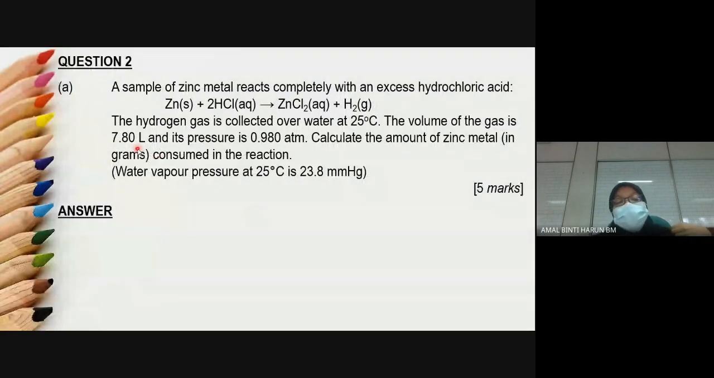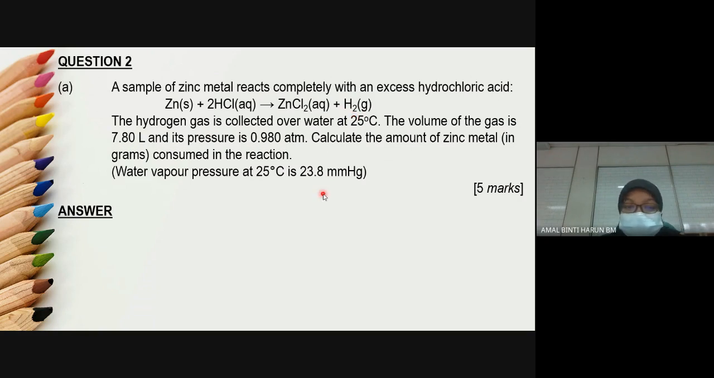Okay, now we go to question number 2. You have zinc and HCl reacted. The hydrogen produced is collected over water. The volume of the gas collected is 7.8 liter, and the pressure is 0.98 atm. You need to calculate the amount of zinc metal consumed in the reaction. So we have to do stoichiometry: how much zinc reacted to produce 7.8 liter of hydrogen gas.